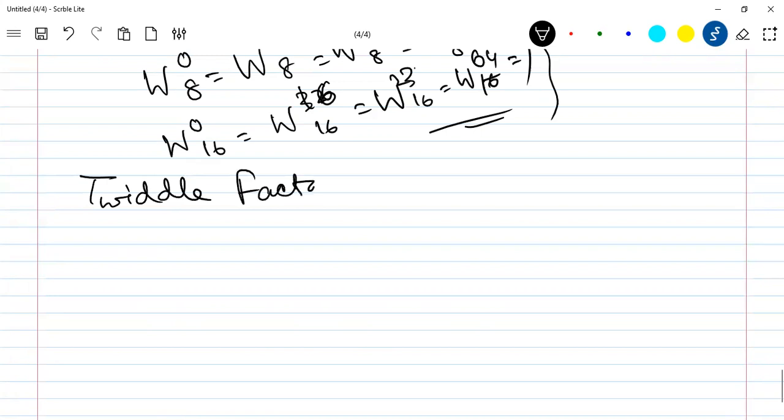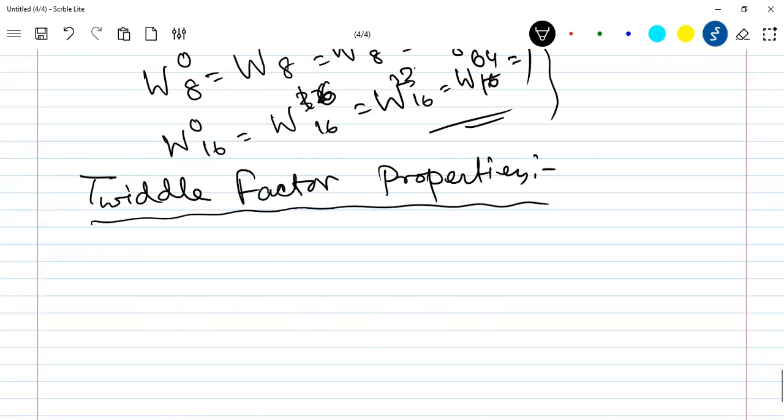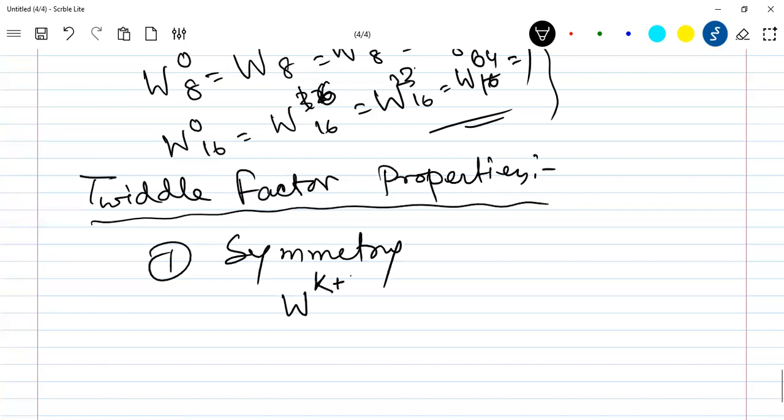Twiddle factor properties. Two properties are there. One is the symmetrical property. So I will take an example. What is the formula of the symmetrical property? In the exam, you may get a question asking you to prove the symmetrical property. We write the formula: W to the power k plus N by 2, N equals minus W to the power kN.